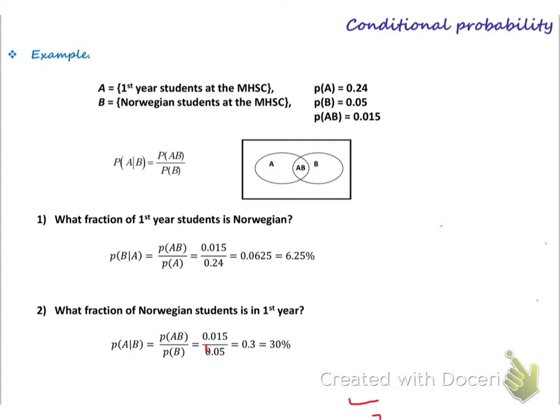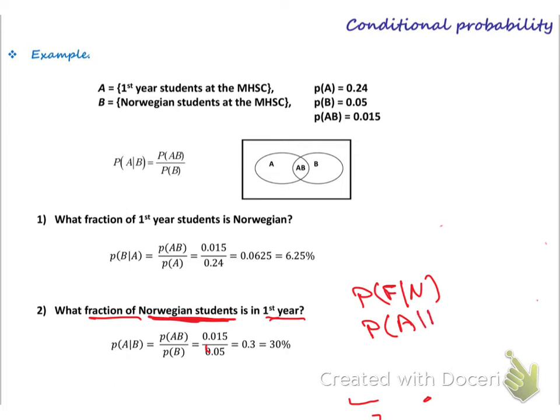So his question, what is the fraction in the first year, given that I want only the Norwegian. So I want the probability of being in the first year, and given that they are Norwegian. So what is the probability of first year here? It was A.